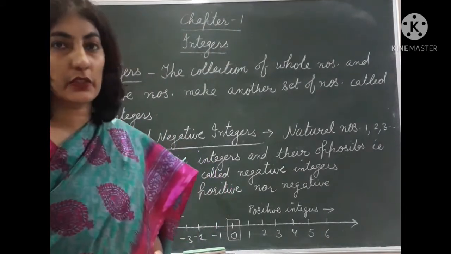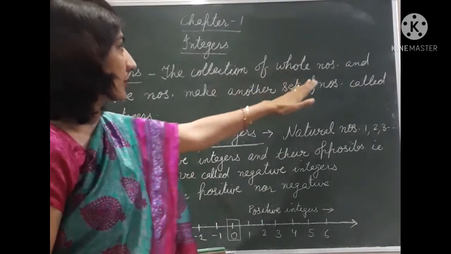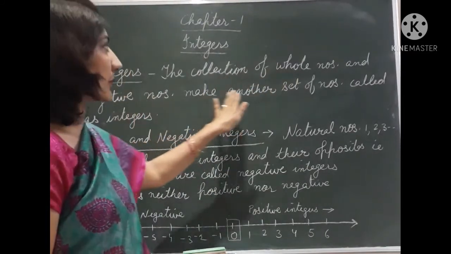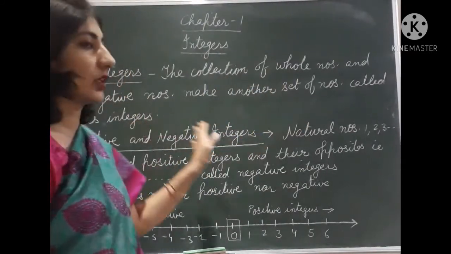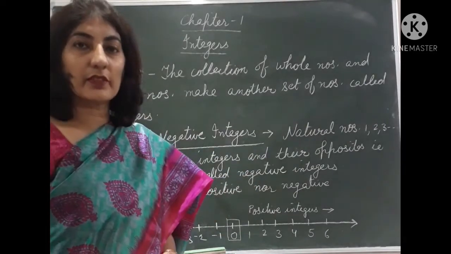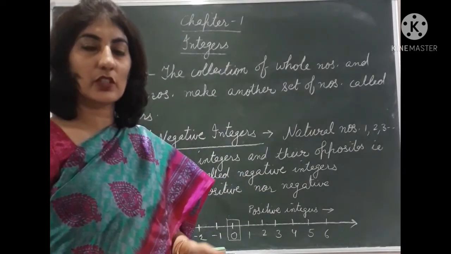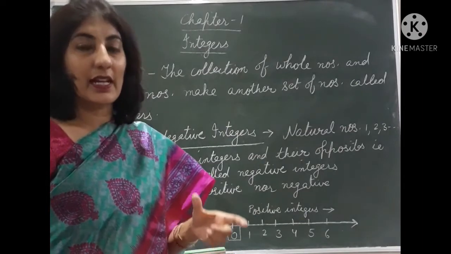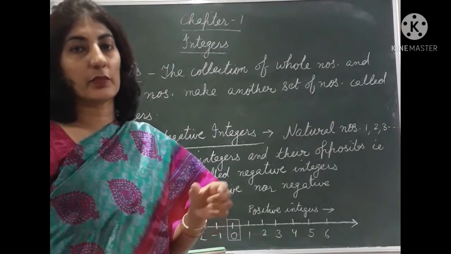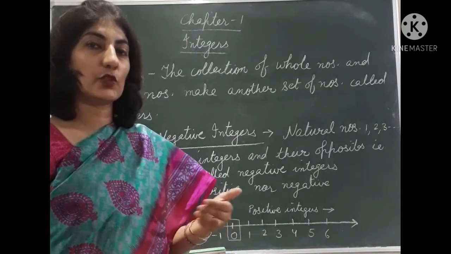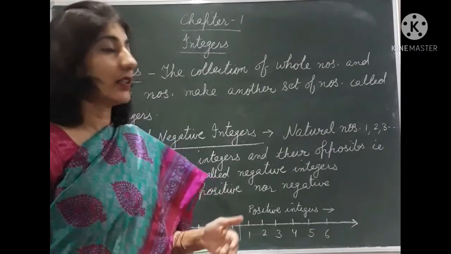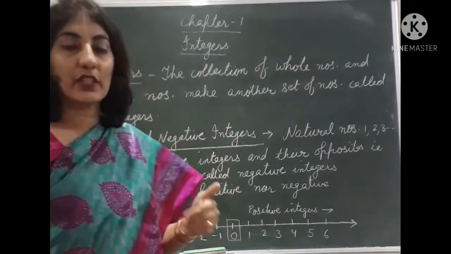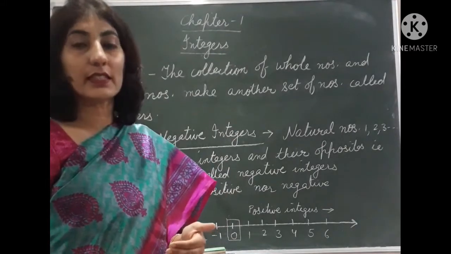What are integers? The collection of whole numbers and negative numbers make another set of numbers called integers. Whole numbers we have done. Whole numbers start from 0, 0, 1, 2, 3, 4 till infinite. So whole numbers and negative numbers, -1, -2, -3, -4 and so on, these all together make another set of numbers called integers.